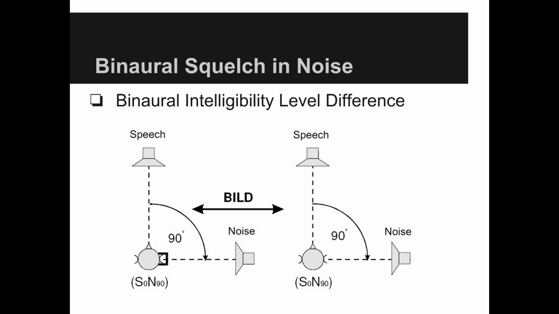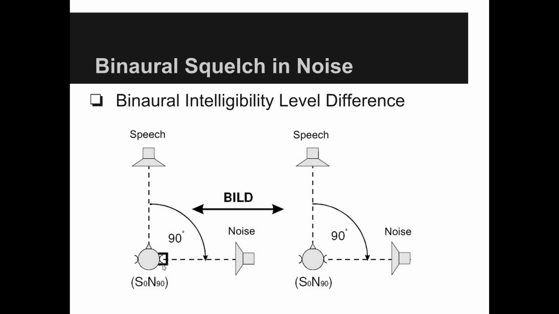This is a setup for the binaural intelligibility level difference using speakers as opposed to performing it under earphones like the masking level difference. In this condition, what we'll see is we've got speech coming from the front, we've got noise coming from the side. That's the same for both of these two conditions here. The main difference is we can see that in this condition here, the person is wearing an earplug on that right ear. There's a muff or an earplug on that right ear.